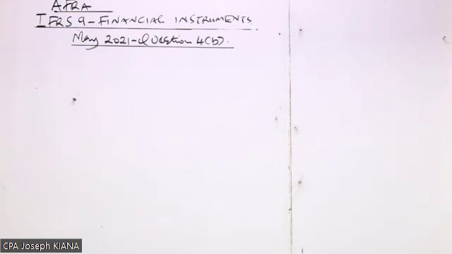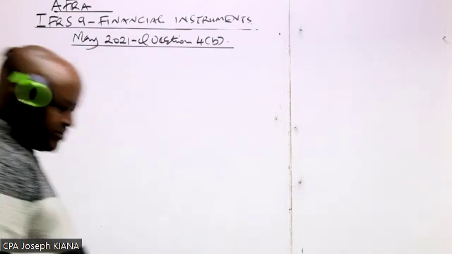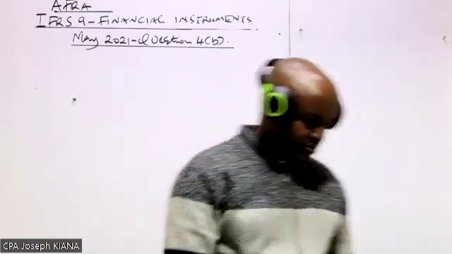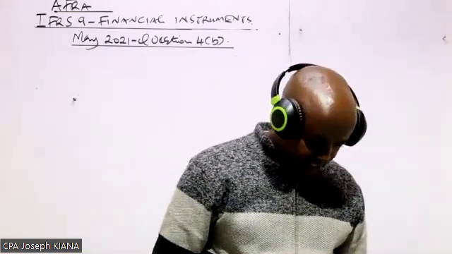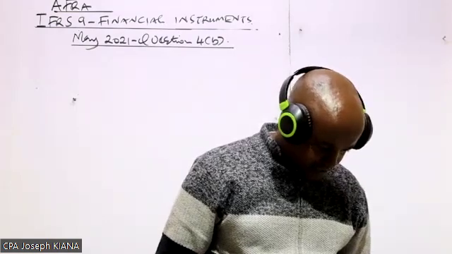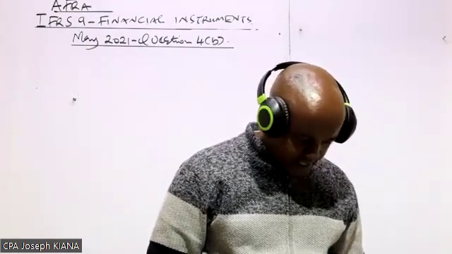Okay, so let's go through that particular question. We see what we are told. The question is a small question of 6 marks. It reads: UV Limited issued 500 convertible loan notes on 1st January 2018.